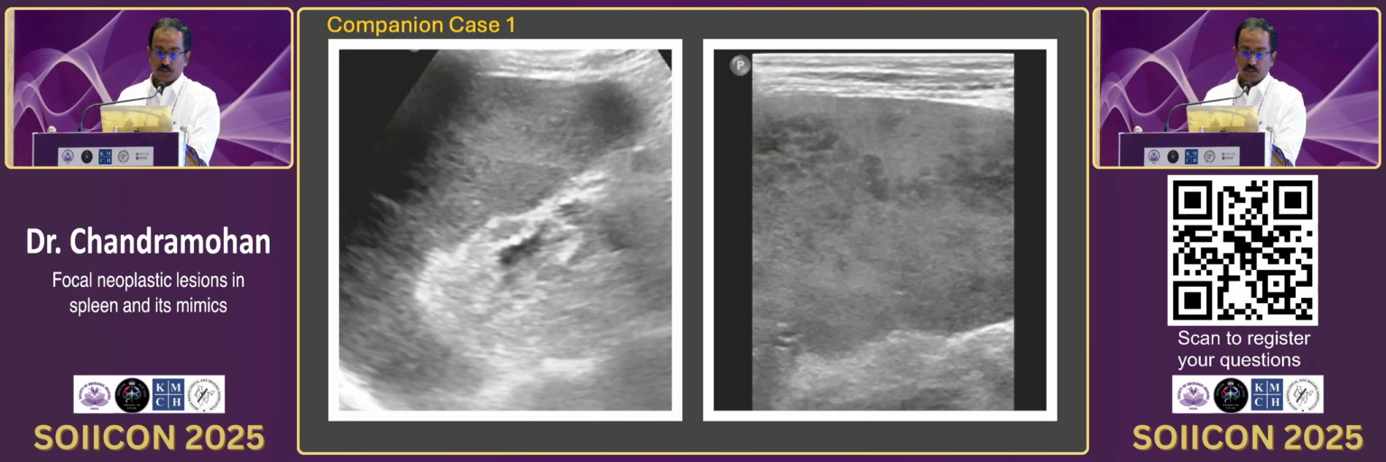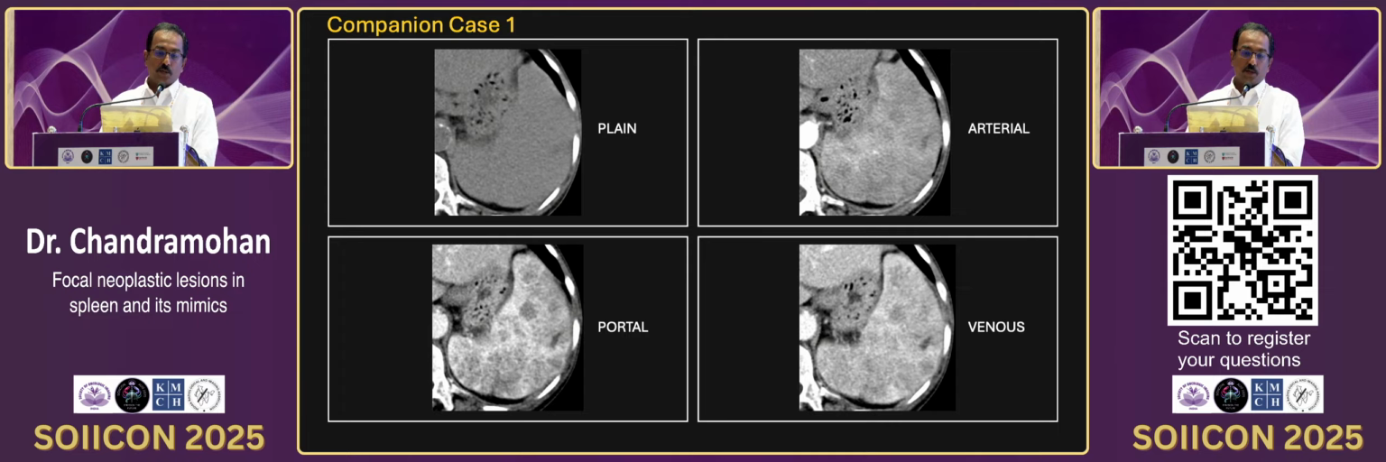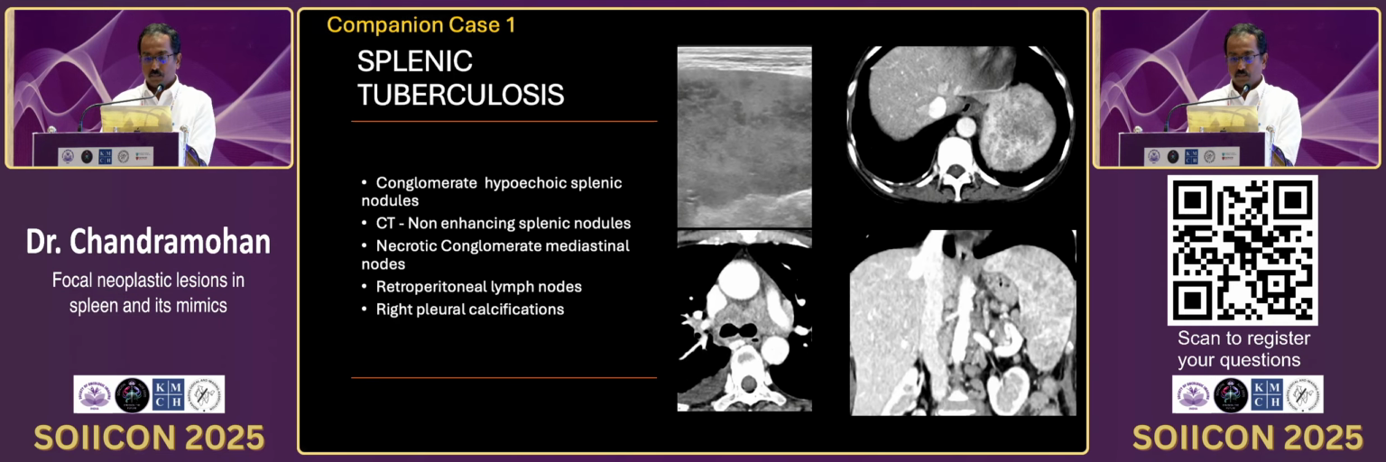lymphoma or tuberculosis. Another patient, a 54-year-old female, presented with abdominal pain, vomiting, loss of appetite and weight. We see splenomegaly and multiple hypodense conglomerate lesions in the spleen, which do not enhance with contrast. This patient had conglomerate lymph nodes in the mediastinum and retroperitoneum, with some necrosis in the mediastinal lymph nodes. Again, this is splenic tuberculosis.